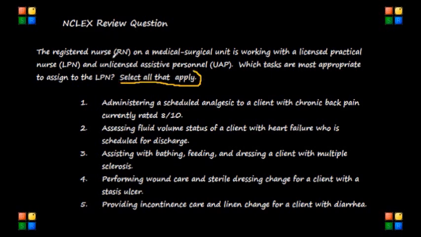The registered nurse or RN in a medical surgical unit is working with a licensed practical nurse or an LPN and also an unlicensed assistive personnel or a UAP. Now, which tasks are most appropriate to assign to the LPN, the licensed practical nurse? Select all that apply. Okay, so it's a select all that apply question. 1.